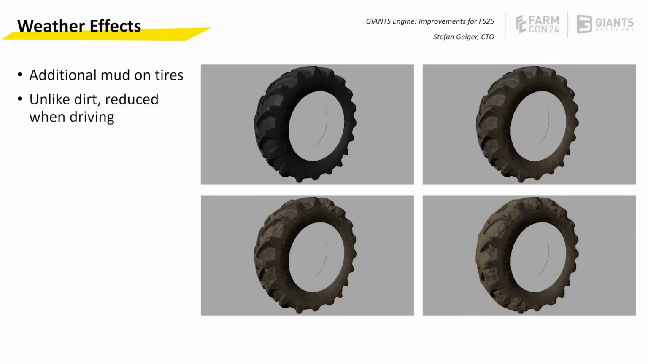Okay, now we're going on to weather effects. And we're starting with additional mud on tyres, which unlike dirt is reduced when driving. And here we can see the different types of mud for the tyres. So the top two are what we're used to seeing in FS22, with the tyres being clean and having dirt on them. Then the bottom two are new for FS25, with the left one having some mud actually starting to build up and stick to the tyre. And the right one has even more stuck on it, to the point where the mud's pretty much level with the tyre tread. So that must be the most amount of mud we can get on them.